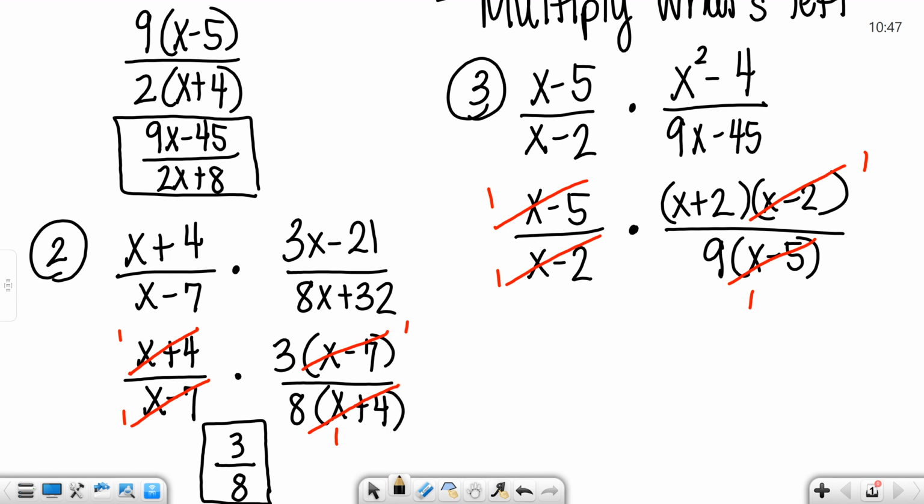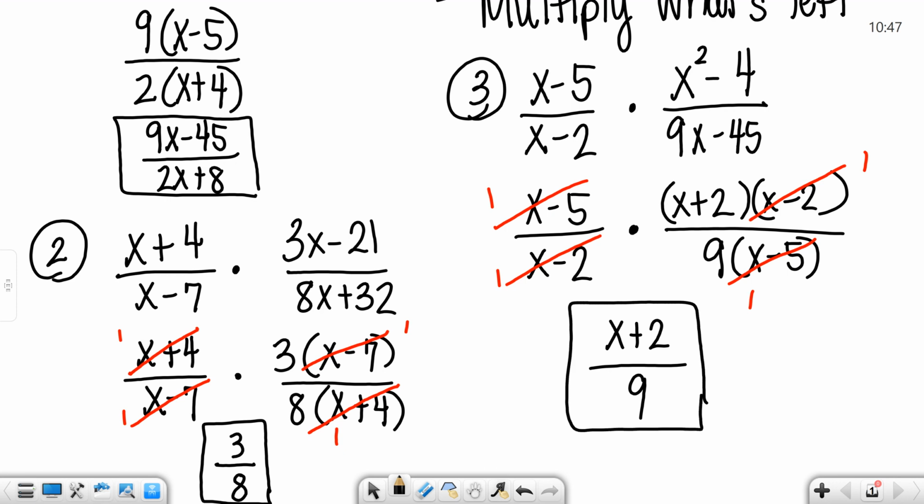And so the last thing to do is multiply what's left. So in my numerator, I have 1 times x plus 2 times 1, which is just x plus 2. In my denominator, I have 1 times 9 times 1, which is 9. So that would be my solution.